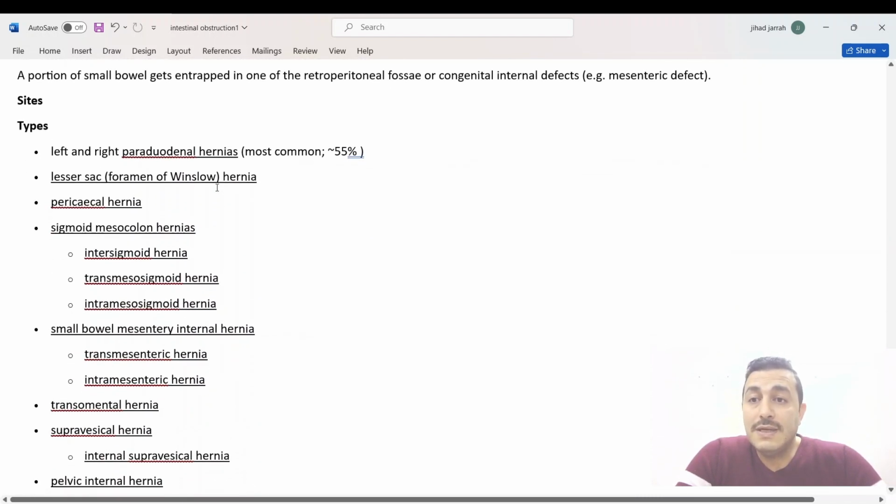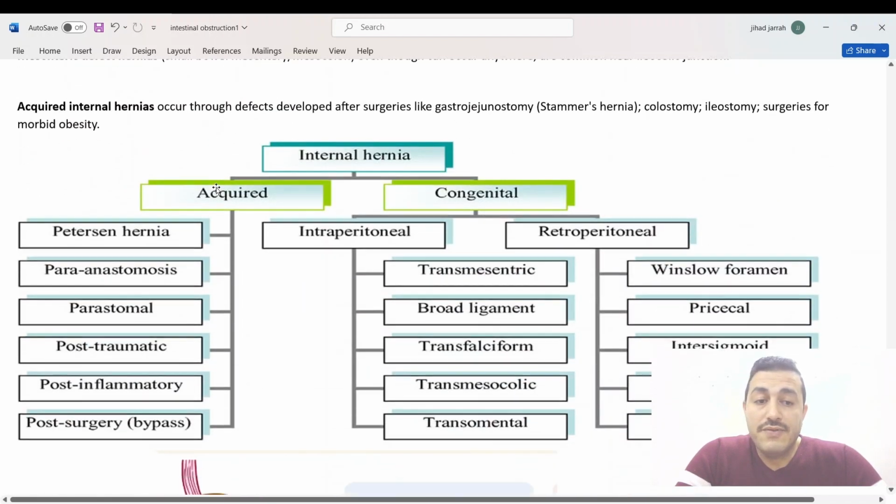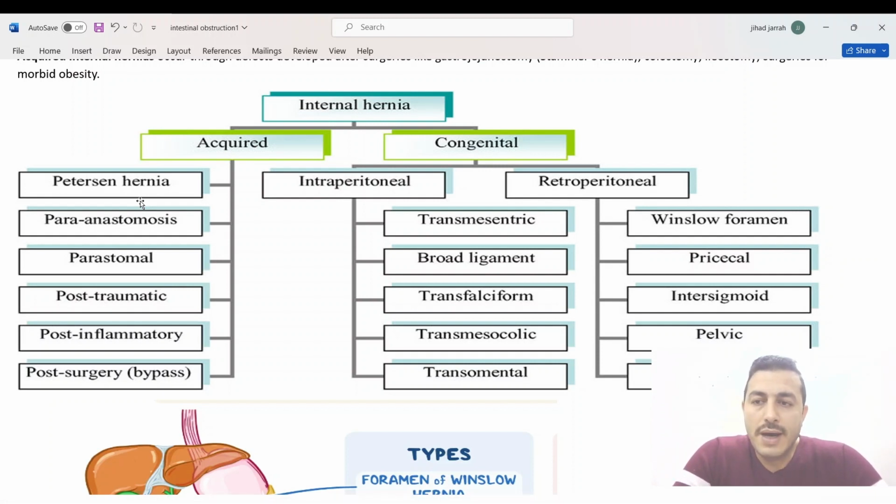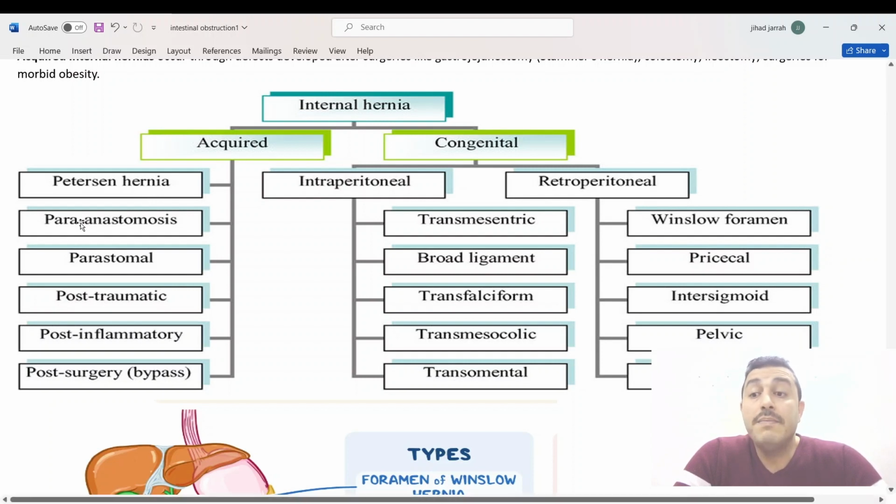You can see this diagram. Actually, the internal hernia is divided into acquired or congenital hernia. Acquired: Peterson hernia, it's a type of post Roux-en-Y bypass hernia. Peterson hernia, para-anastomosis hernia near the anastomosis. Parastomal hernia is a part of acquired internal hernia, post-trauma hernia, post-inflammatory, and post-surgery, and specifically bypass.